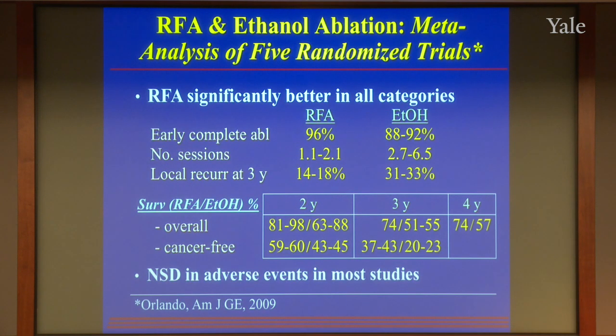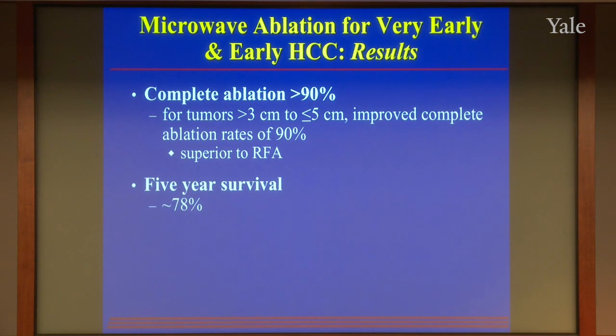Compared to alcohol, which heat-based systems have really supplanted, this meta-analysis of 5 randomized trials showed improved results across the board: early complete ablation, number of sessions needed to achieve that, local recurrence rates at 3 years, and overall and cancer-free survivals out to 3 and 4 years, yet no significant difference in adverse events. So there's really little role, if someone can have a heat-based ablation, to do an alcohol ablation at this time.